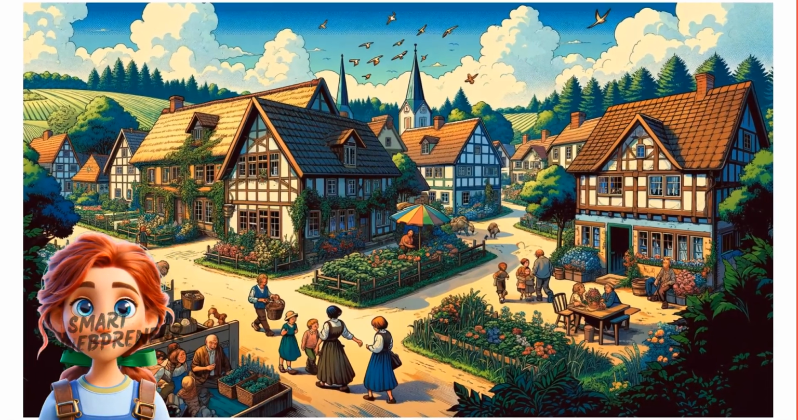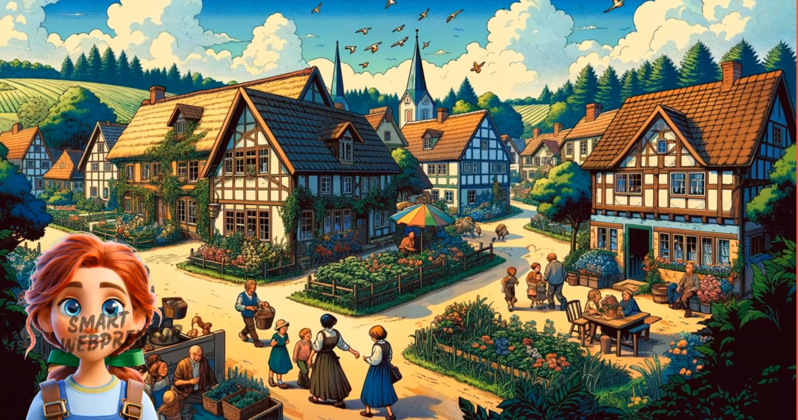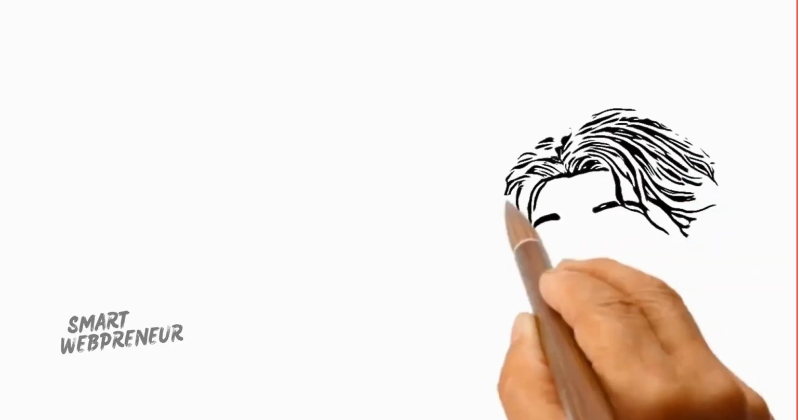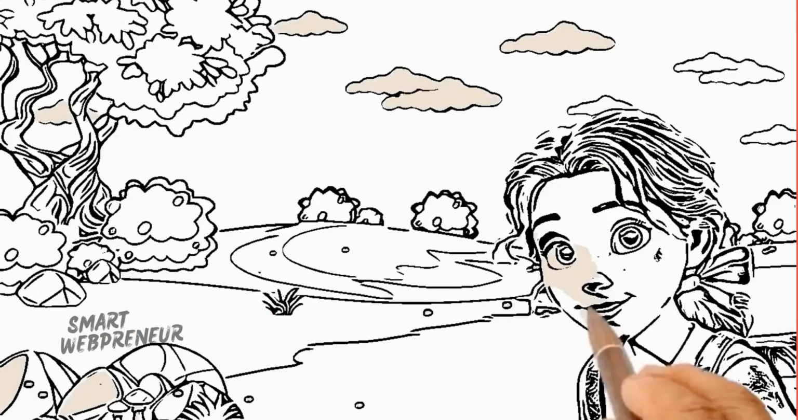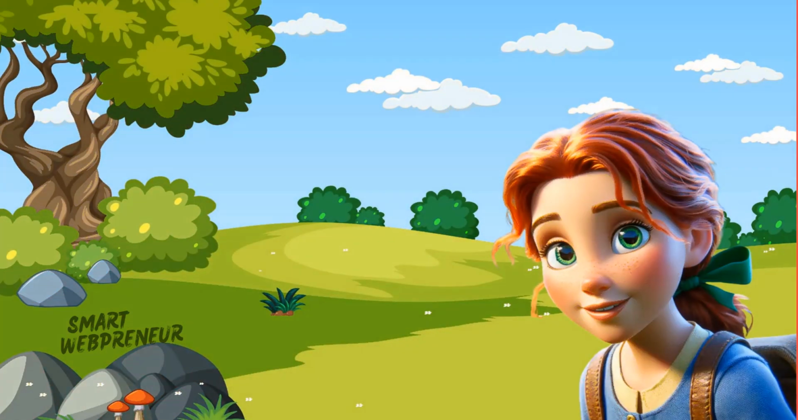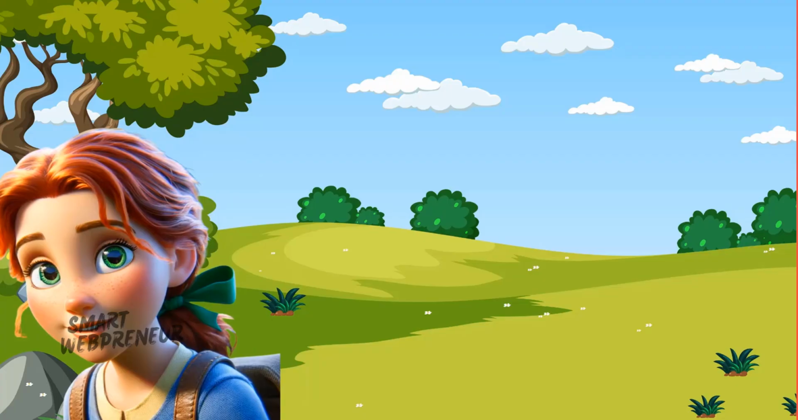Lily loved her village. It was a place where everyone knew each other, and the days were filled with simple joys. One sunny morning, Lily decided to explore the meadows beyond the village. She put on her favorite blue dress, tied her red hair with a green ribbon, and set off on her adventure. As she walked, she hummed a cheerful tune and greeted the farmers who were busy in their fields.